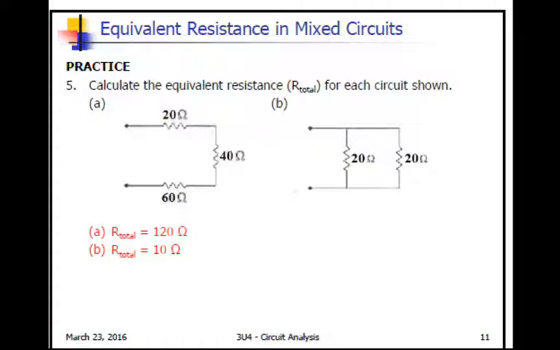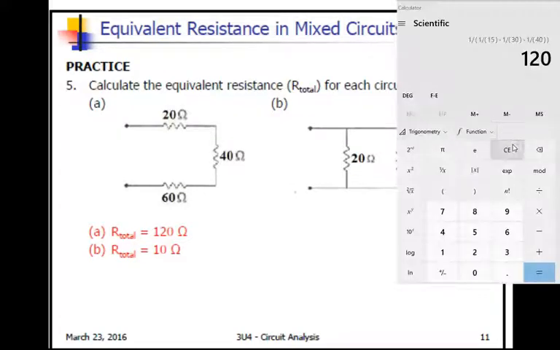The second one is a parallel network. So I'll use our calculator just to solve this, but it's the reciprocal of 20 plus the reciprocal of 20, and that answer reciprocated. So 20 reciprocated plus 20 reciprocated equals, and we find the reciprocal, we get 10.